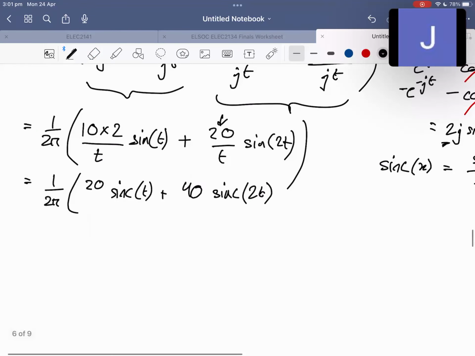The reason there's a 40 is because the x in question here is 2t. So if I write 2t on the bottom, this would have to be 40. So 40 sinc 2t, and that should be the final answer.